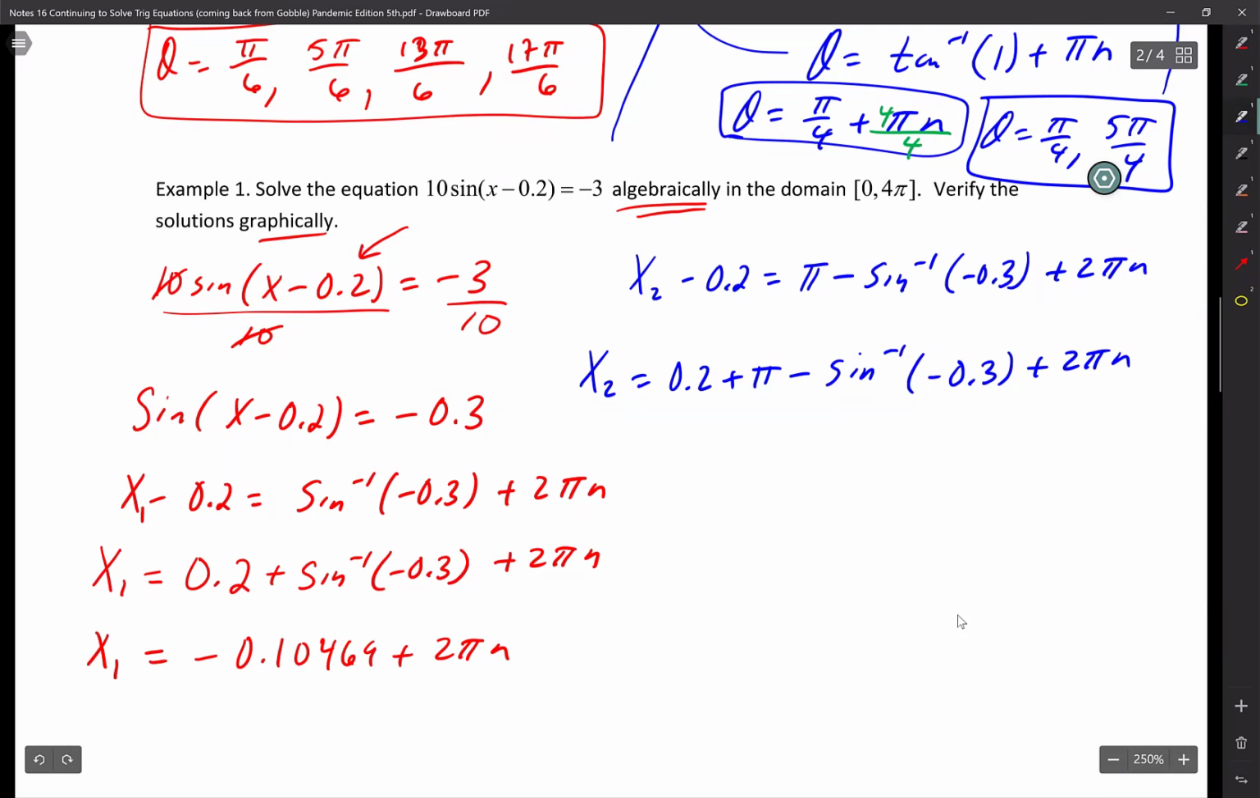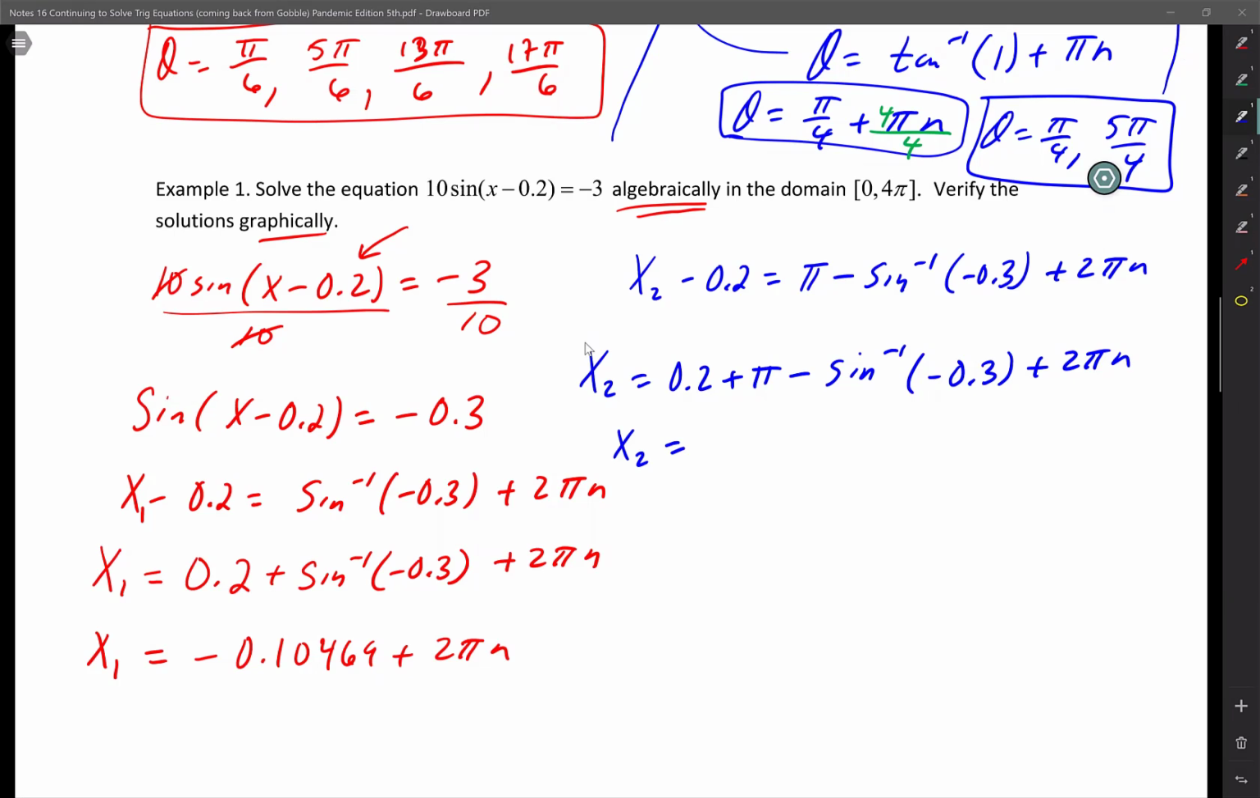Now I'm going to go to this one, guys. X2 equals. If you recognize that this is just A right here, you can call that 0.2. Oh, that's not A. Never mind. Oh, wait. No, that's not A. Don't call it A. I'm going to call it B or something. All right, 0.2 plus pi minus arc sine. So here we go. Let me do that.